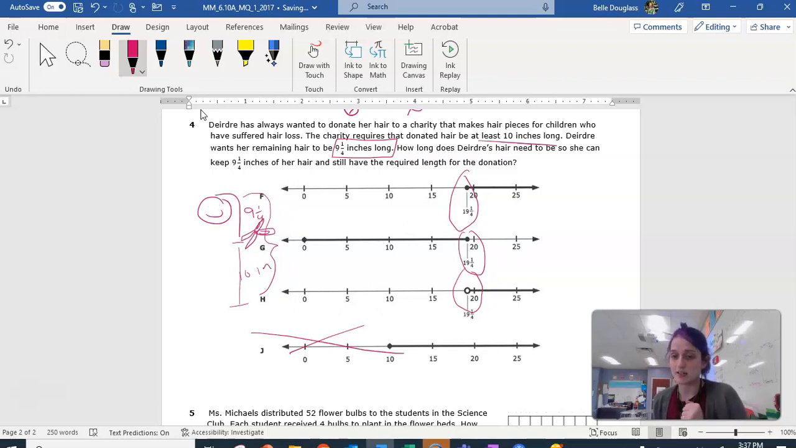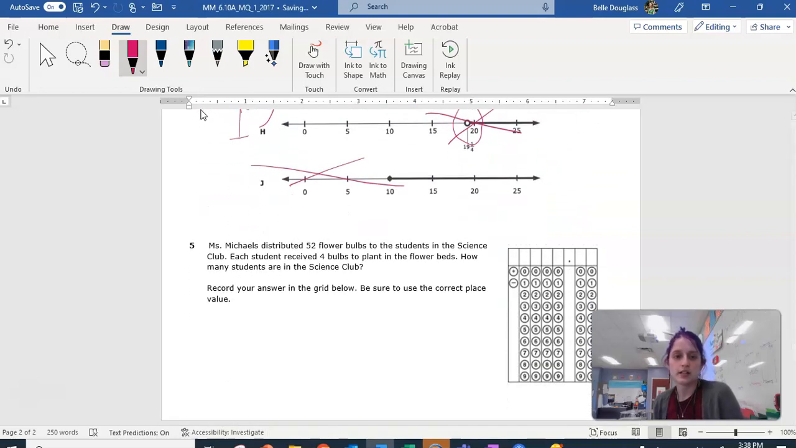Can her hair be exactly this long? Does she have enough to cut off 10 inches and still have 9 1/4 left? Yes, that's possible. So we're going to eliminate this answer choice that says it's not possible to be exactly 19 1/4 inches long beforehand. Can her hair be shorter? If she had 15 inches of hair, can she cut off 10 inches and still have 9 1/4 inches left? No. Can her hair be longer? Sure, she can cut off 12 inches and still have 9 1/4 inches left if her hair was longer than 19 1/4 to start with. So this one's our solution.